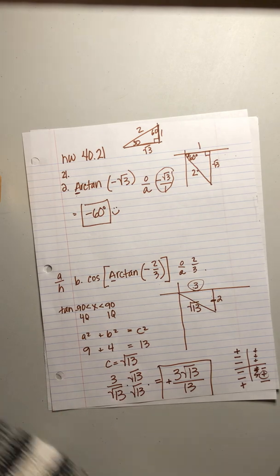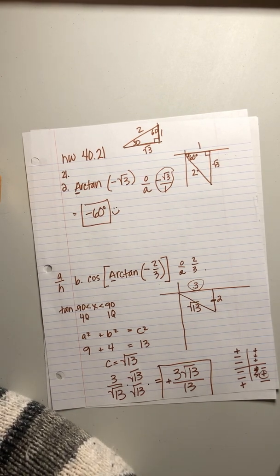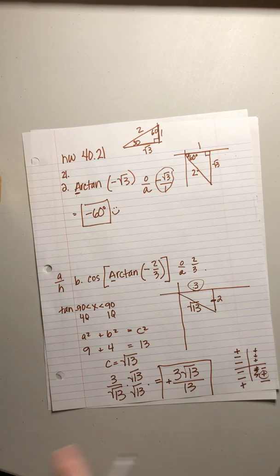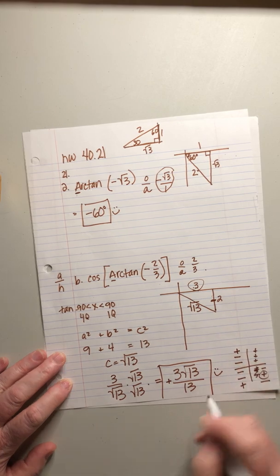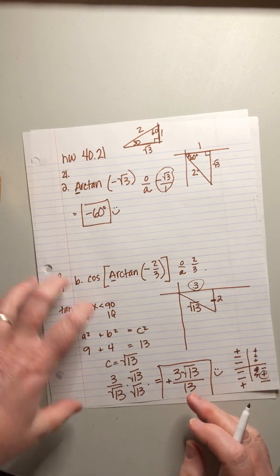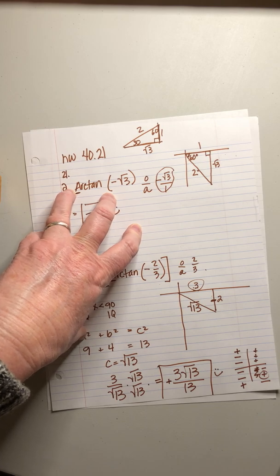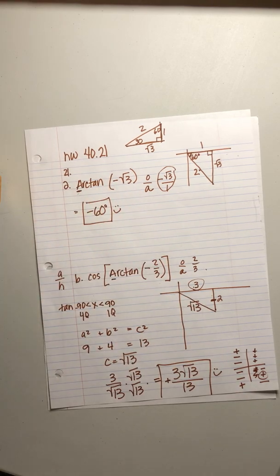There's the positive, and let me just check that. 21b, 3 times the square root of 13 over 13. Yay, there it is. Okay, this problem, 4021, was a whole lot like one of the other ones that we did. So you really just had 4 different questions and not 5.